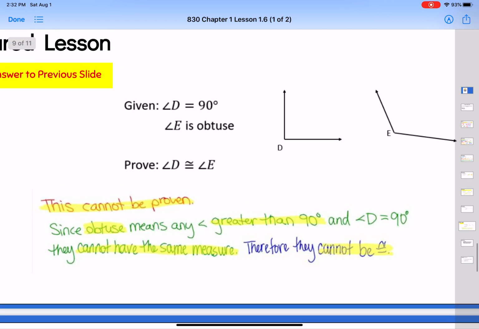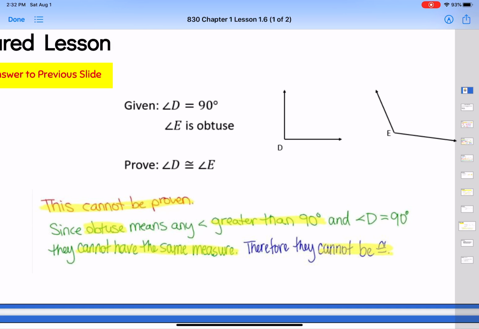So here's the answer. Here's the paragraph that I wrote. Again, the highlighted things are the things that you have to have in your paragraph somewhere. But it's okay if you worded it differently. So this cannot be proven. Since obtuse means any angle greater than 90 degrees, and angle D equals 90 degrees, they cannot have the same measure. Therefore, they cannot be congruent.